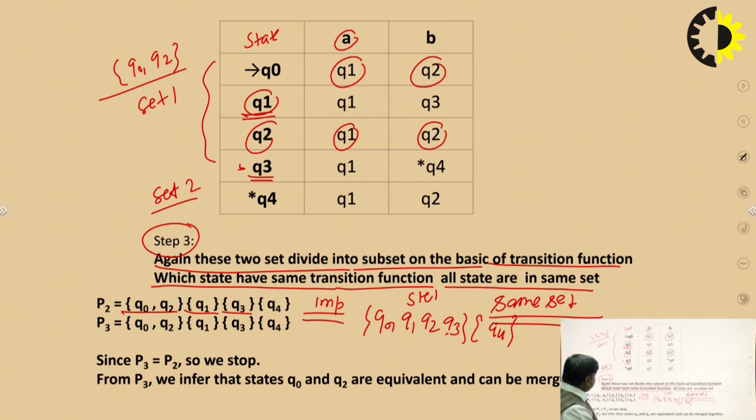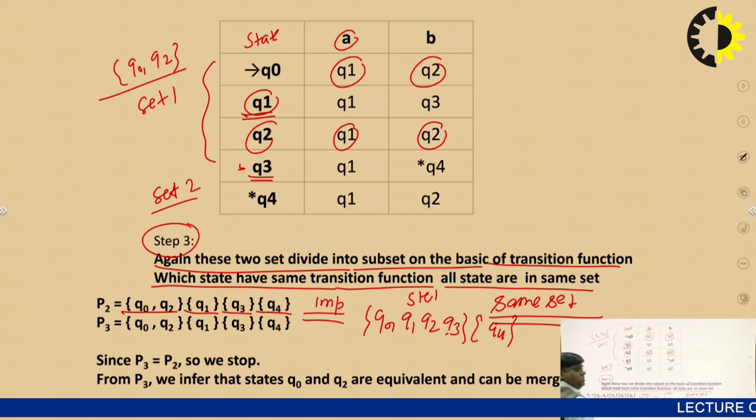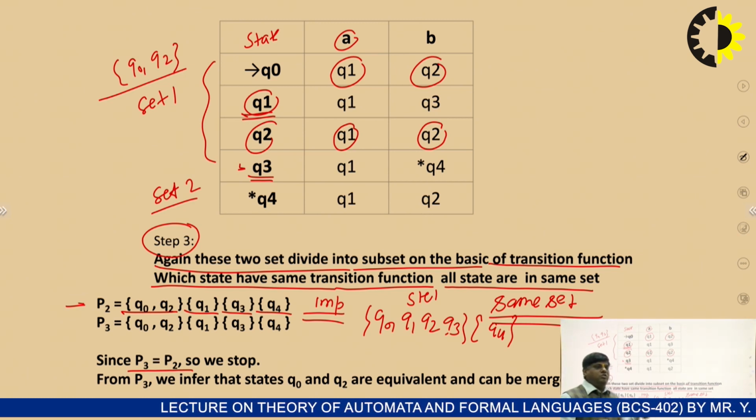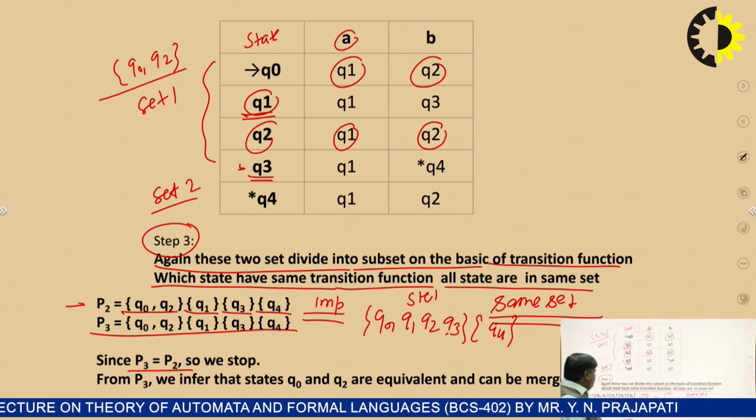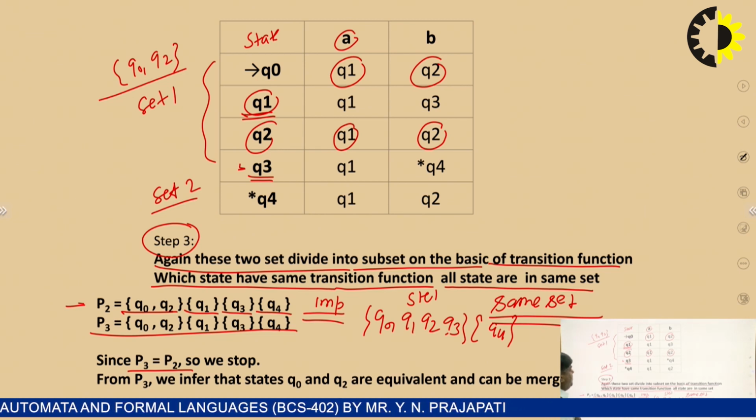And what is the transition function of Q4? It already lies into a different set. Now this process continues until the two steps are the same. Until P2 and P3 are the same, then this process is stopped. And this is my final answer. Okay, now we again check this one on the basis of the transition function.